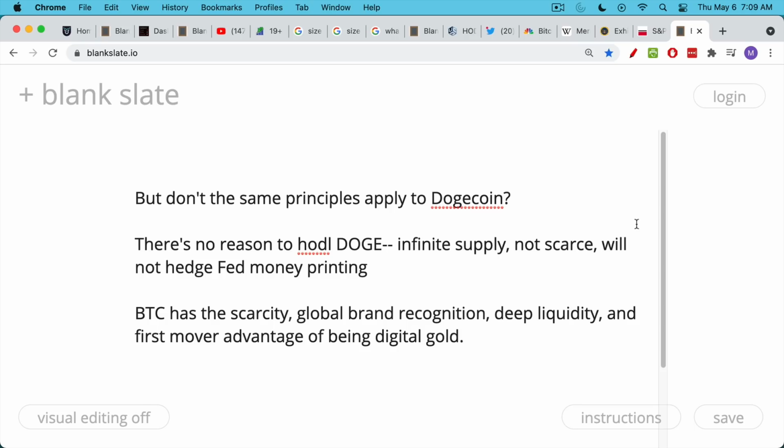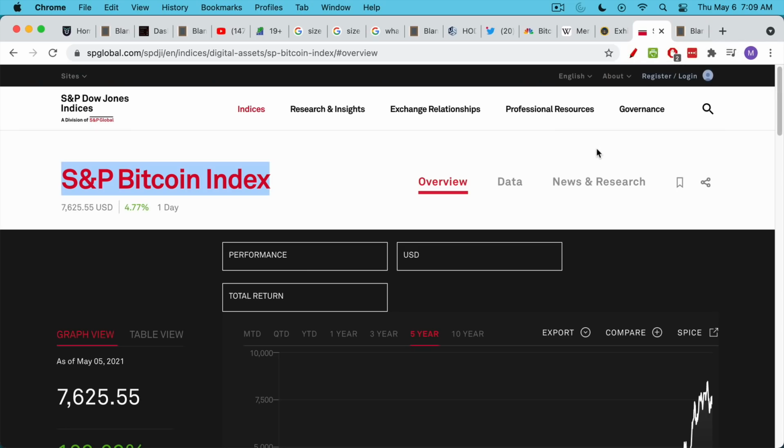Finally, I can hear the question possibly coming up, well, don't the same principles apply to Dogecoin? Shouldn't I just hodl Dogecoin and get everyone online to do that? Well, the problem with Doge, of course, is that it has infinite supply, it's not scarce, and it's not a good hedge against Fed money printing. It probably will end up being more scarce than US dollars, but that's really hardly the comparison. Dogecoin doesn't have the same network effects, it doesn't have the same large market cap or liquidity, it doesn't have the S&P 500 creating an index around it.